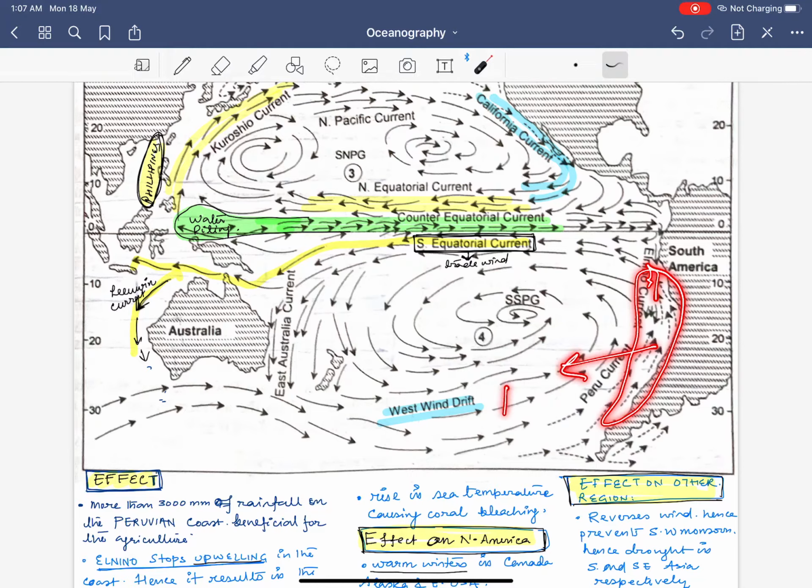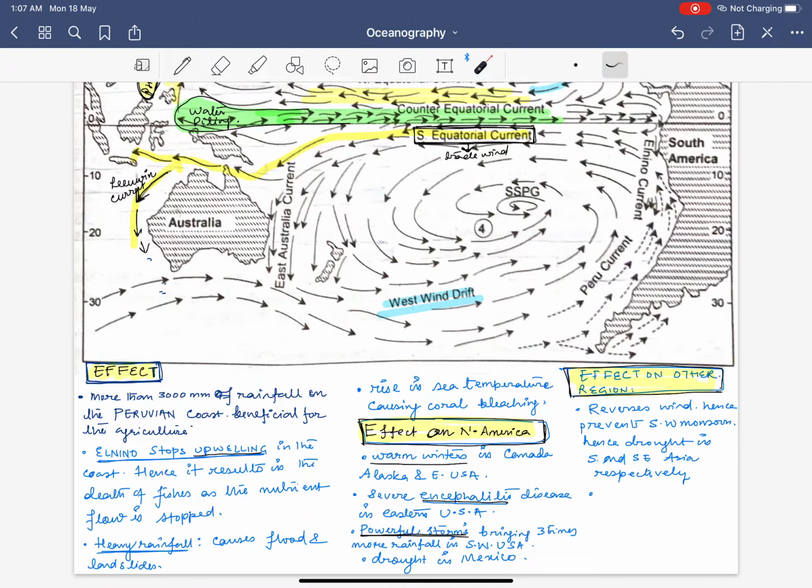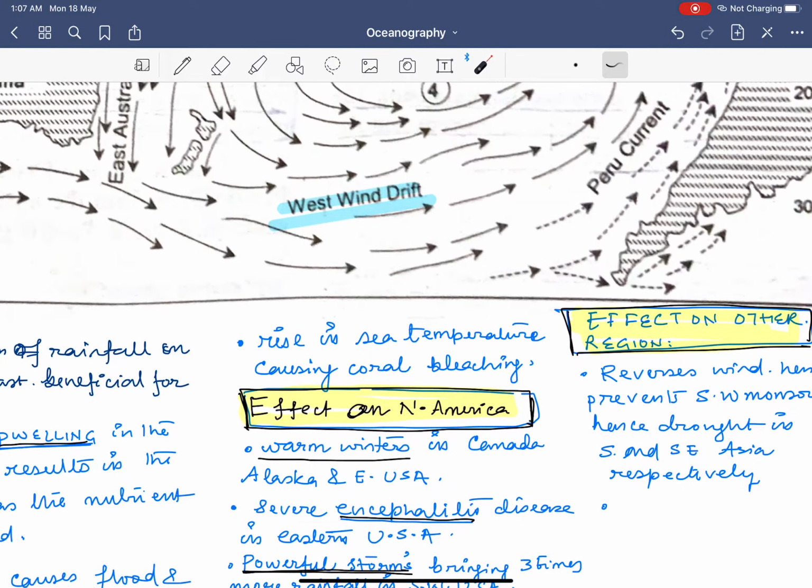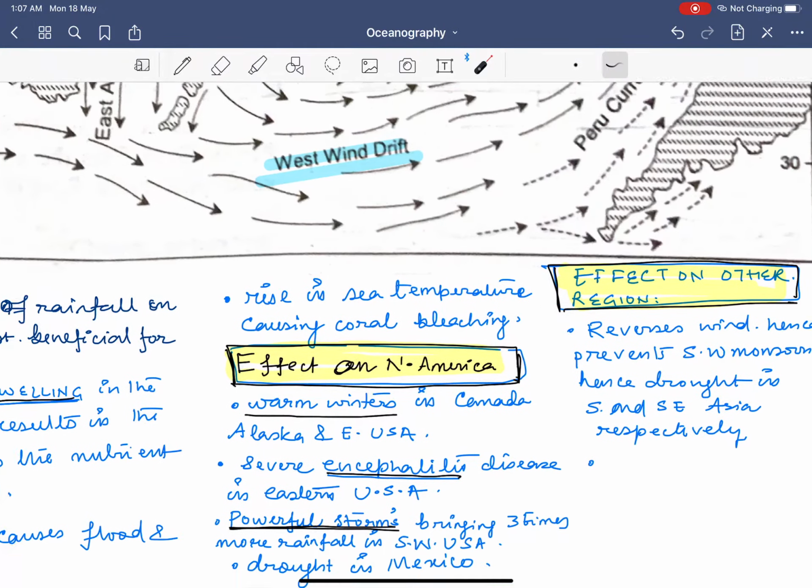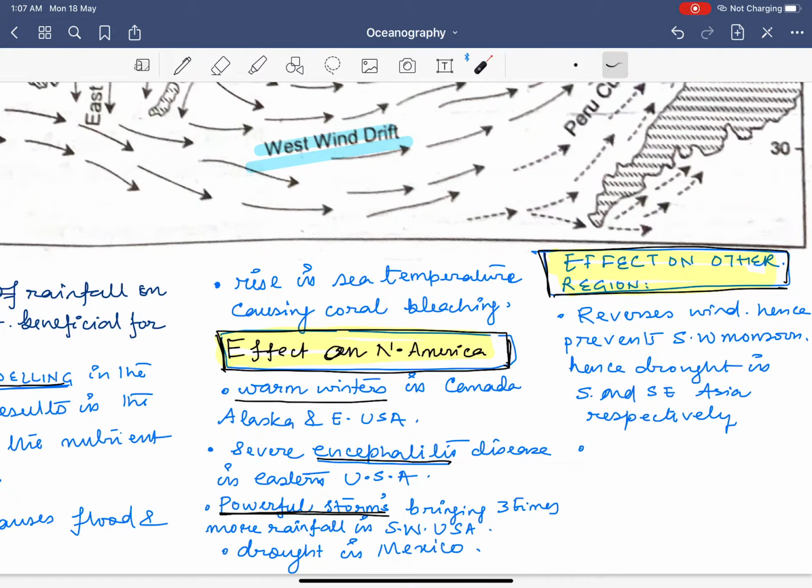As a result, the fish die because of the lack of nutrients in this region. Next, again there is heavy rainfall causing flood and landslides on the Peruvian coast. Again there is a rise in the sea temperature causing coral bleaching. I have taken a class on coral bleaching, and I would request you to go and look into it.